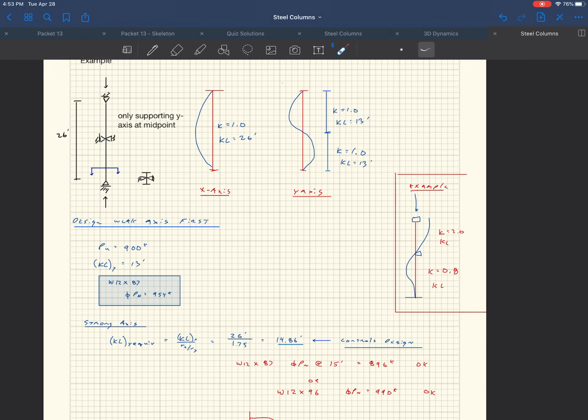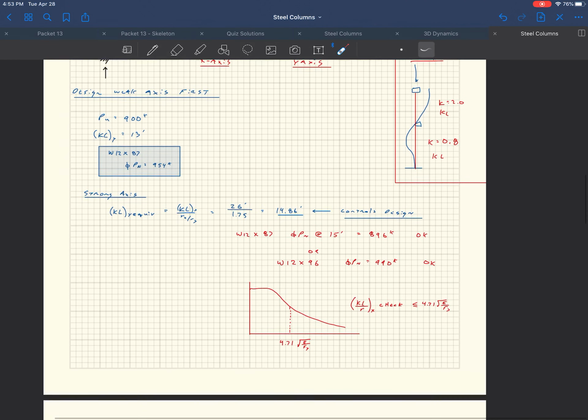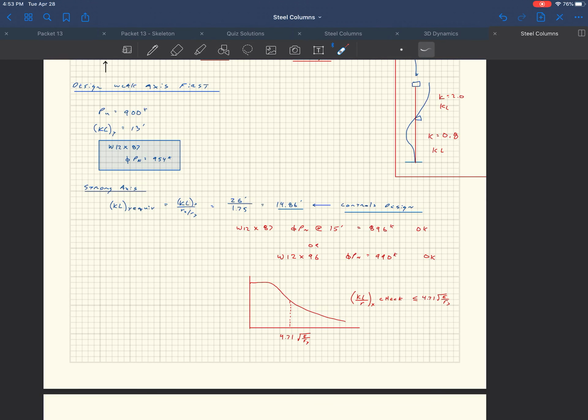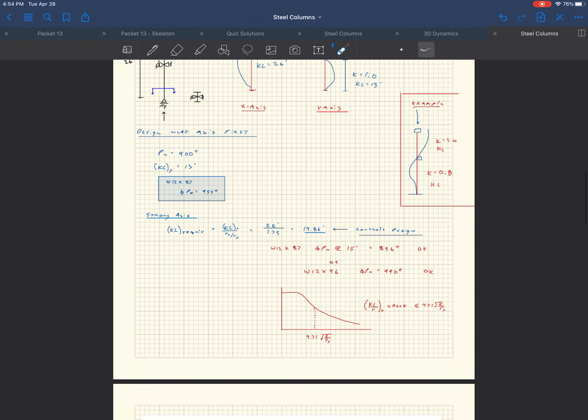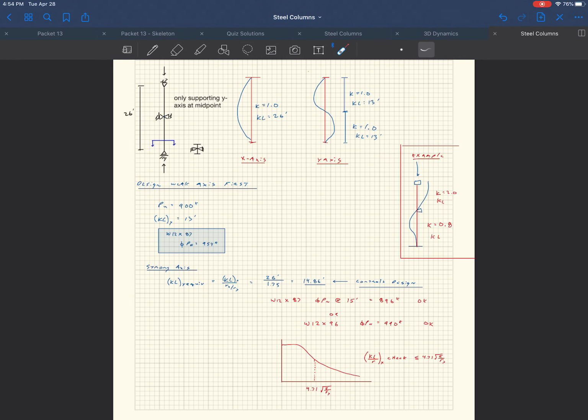So in this case, it would say that the 26-foot span in the strong axis controls. I didn't do this, but you would check the KL over R and see if it's less than 4.71 square root of E over F_y. If it is, then it's this that controls. If it's greater, then it's the elastic buckling that controls. And so that kind of finishes that off.